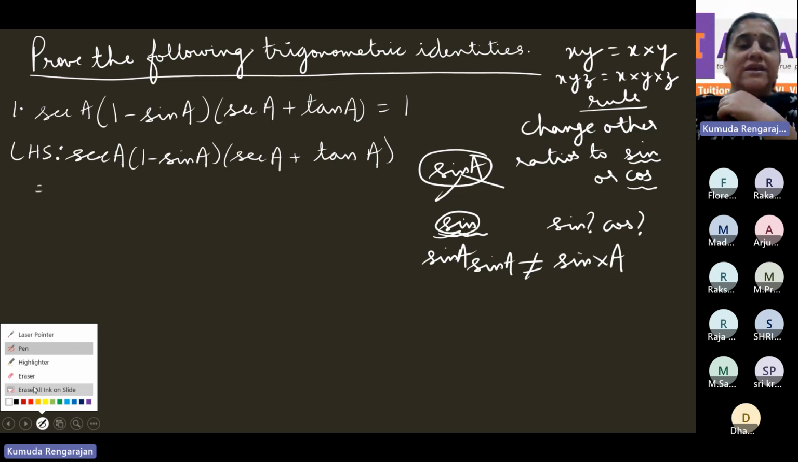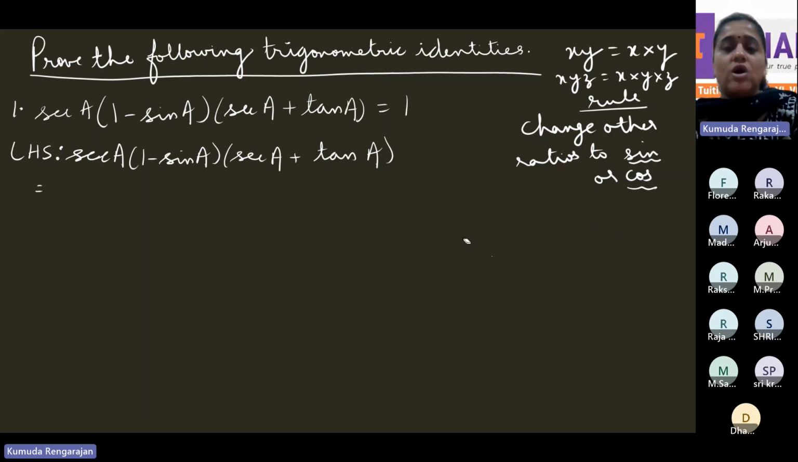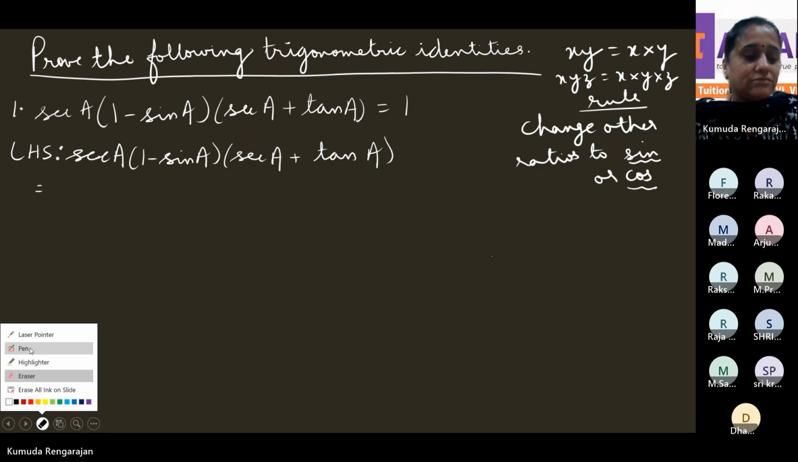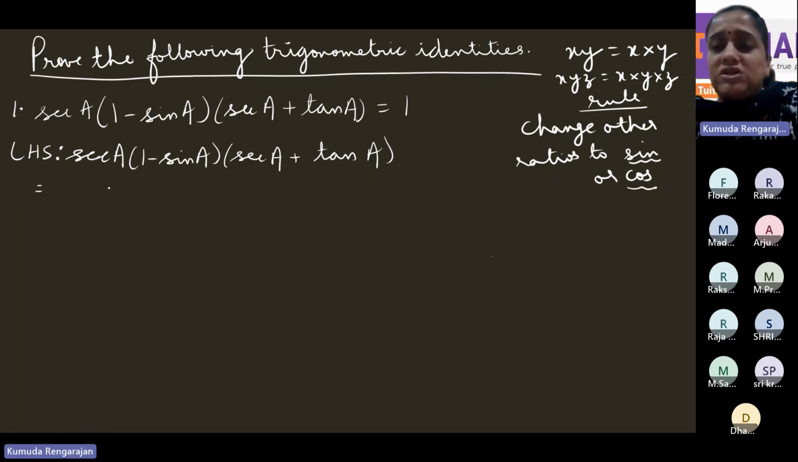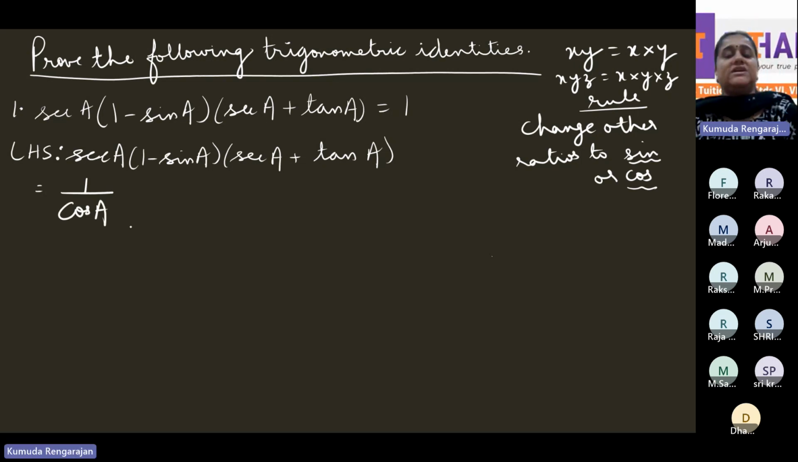Okay, so remember that sine A is not the product of sine and A. Cos B is not the product of cos and B. So what is the rule? Change other ratios to sine or cos. So how do you write secant A in terms of sine or cos, children? What is the reciprocal ratio? What's the reciprocal of secant A? 1 by cos A. So write secant A as 1 by cos A.